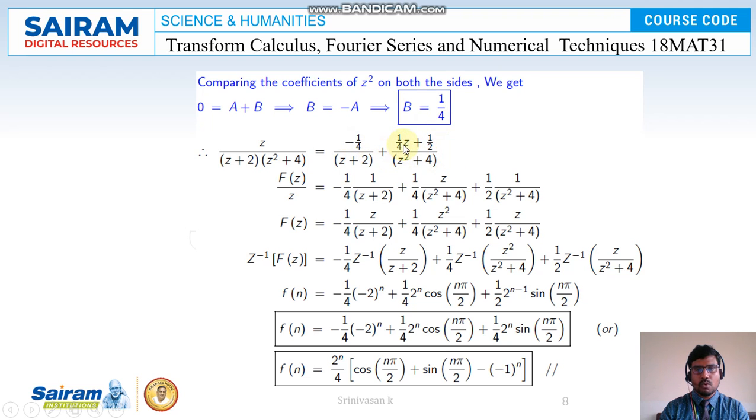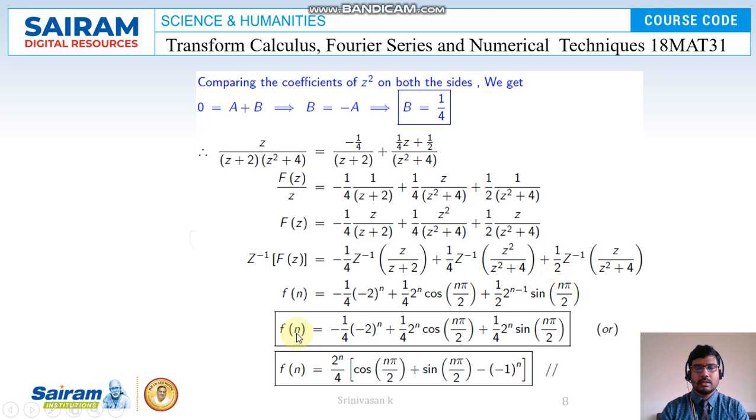One is 1 by 4 into z divided by z square plus 4, plus 1 by 2 into 1 divided by z square plus 4. So capital F of z divided by z, taking z to the other side, we get this equation. After taking z inverse on both sides, z inverse of capital F of z equals minus 1 by 4 z inverse of z divided by z plus 2, plus 1 by 4 z inverse of z square divided by z square plus 4, plus 1 by 2 z inverse of z divided by z square plus 4. Now substitute the suitable formula. So this value is minus 2 power n, this value is 2 power n cos n pi by 2, and this value is 2 power n minus 1 sin n pi by 2.